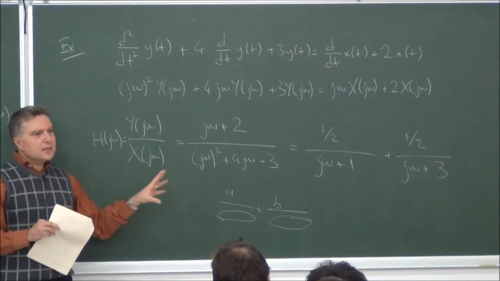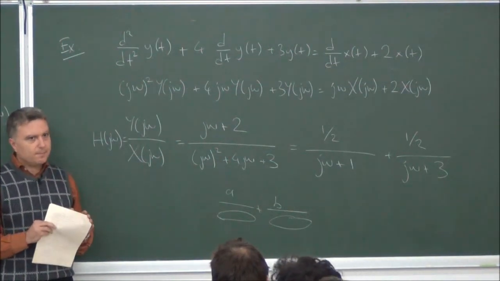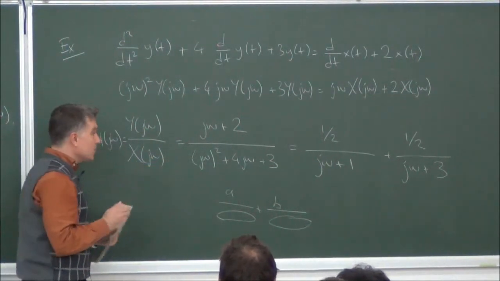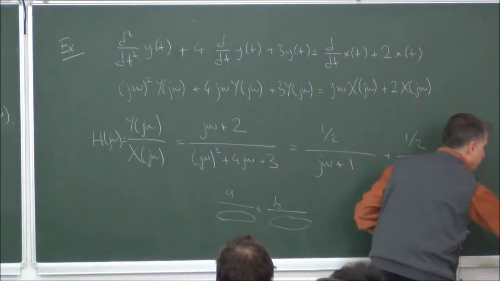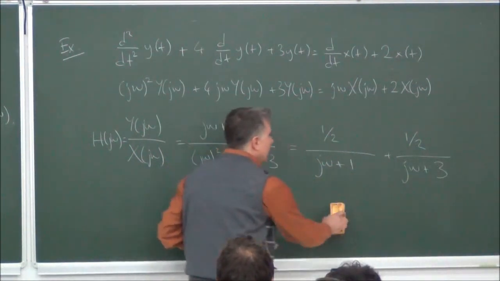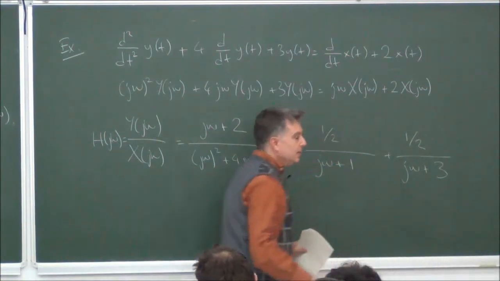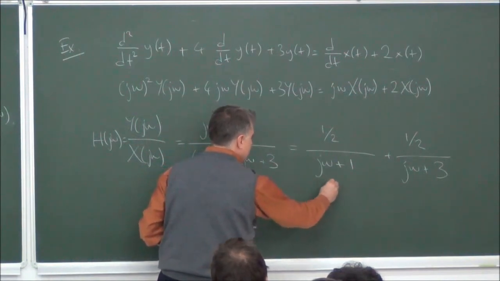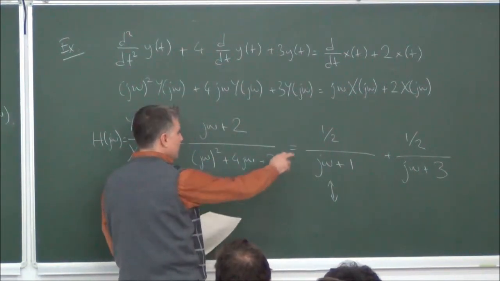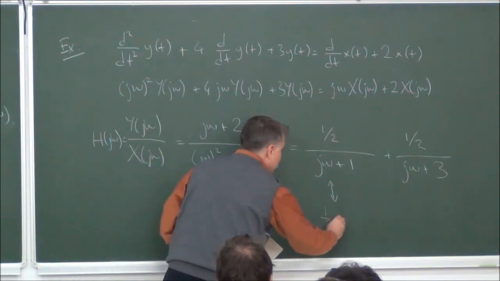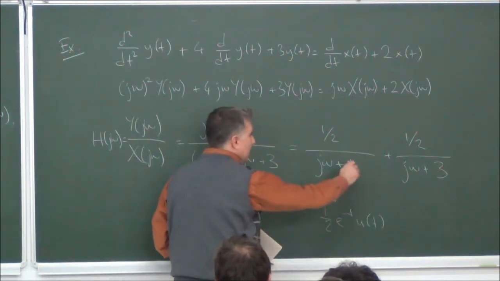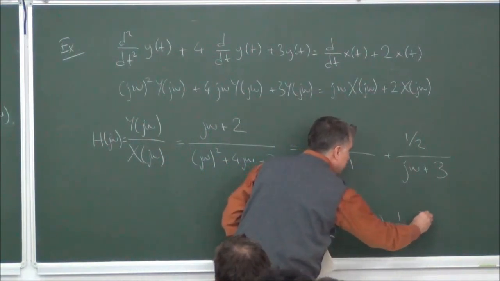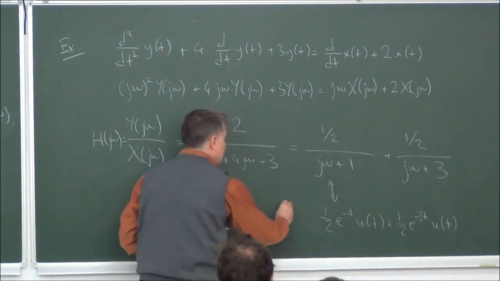But these techniques require some calculus. Okay? You just need to be able to split this into first order items. Once you can do that, the inverse Fourier transform is a piece of cake. The inverse Fourier transform for the first term is a half e to the minus t u of t, and the inverse Fourier transform of the second term is a half e to the minus 3t u of t, and that is h of t.